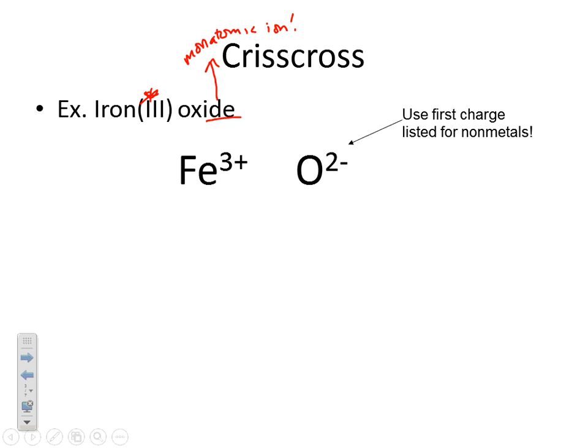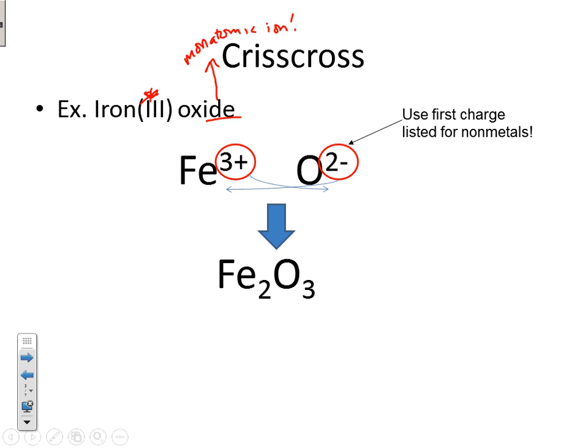Now, to write the formula, I take the charge for the iron, which is 3, and make it the subscript for the oxygen. So the subscript for the oxygen is 3. Then I do the opposite: I take the charge on the oxygen, which is 2, and make it the subscript for the iron. That means the formula is Fe2O3. That's the formula for iron 3 oxide. Then we see if we can reduce. You can't reduce 2 and 3 any further and still have whole numbers, because subscripts are always whole numbers.